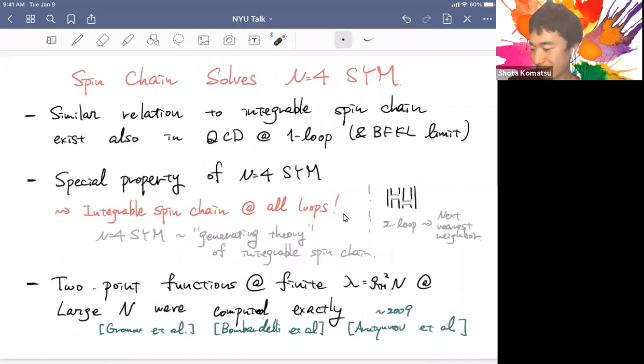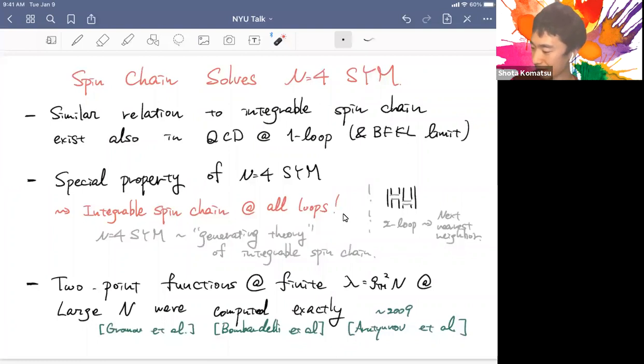It turns out that a similar relation to an integrable spin chain exists also in actual QCD, as long as you only consider the one-loop correction, and also in some limit of QCD. However, what is special about this supersymmetric version of Yang-Mills theory is that this relation to an integrable spin chain holds at all loops. So even after you include all the corrections in the large N limit, there is a connection to the integrable spin chain.